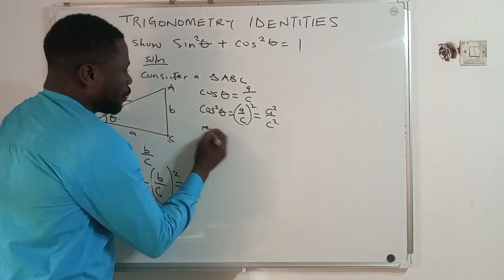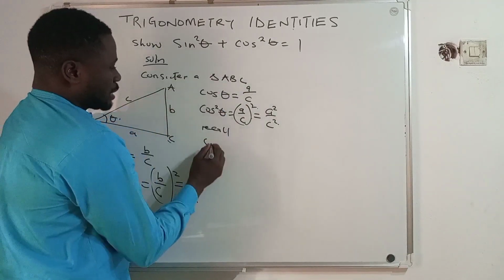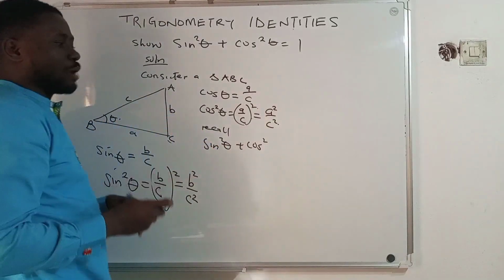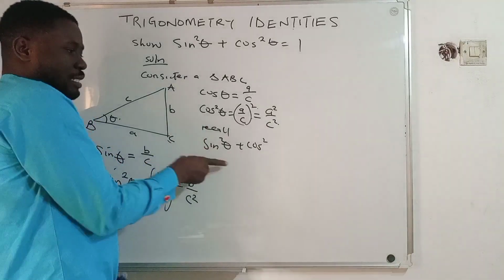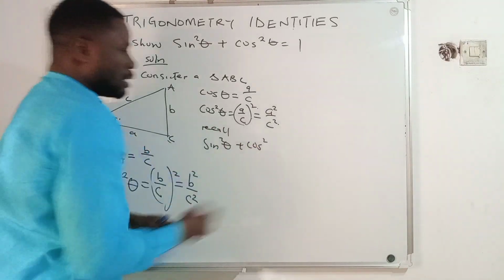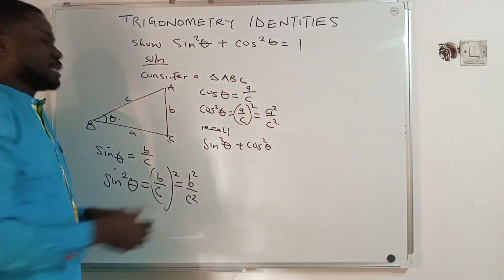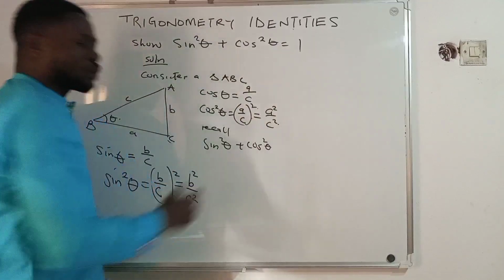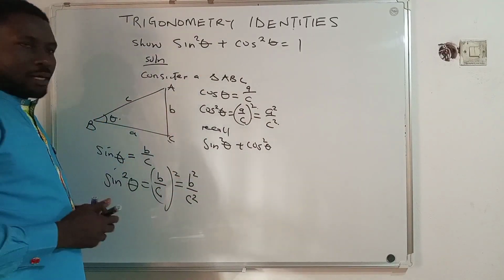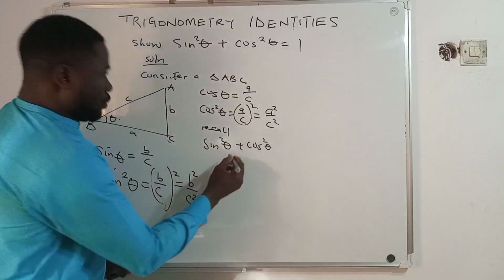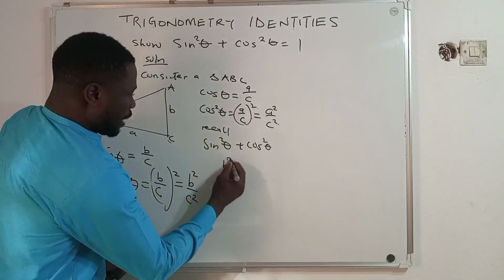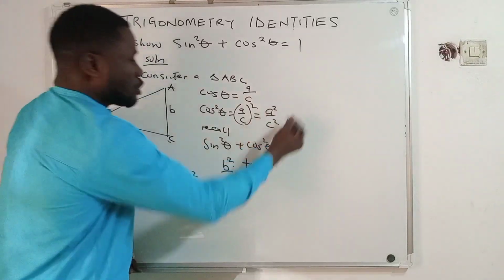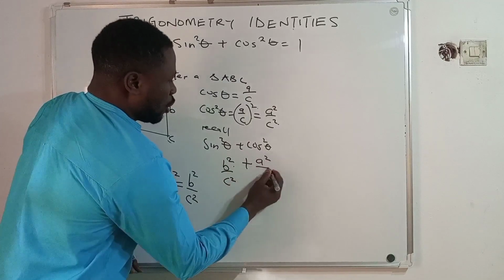And now recall, we were asked to show that sine squared theta plus cos squared theta is equal to 1. So we want to find the square of sine theta plus the square of cos theta, and prove that the answer will be 1. Now, having known what sine squared theta is and what cos squared theta is, we bring the two answers together. For sine squared theta, the answer was b squared all over c squared. And then this has to be plus cos squared theta, the answer we got was a squared all over c squared.